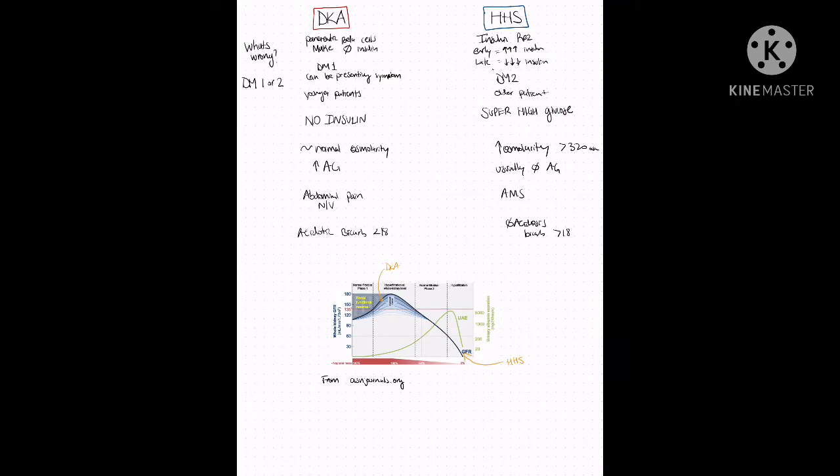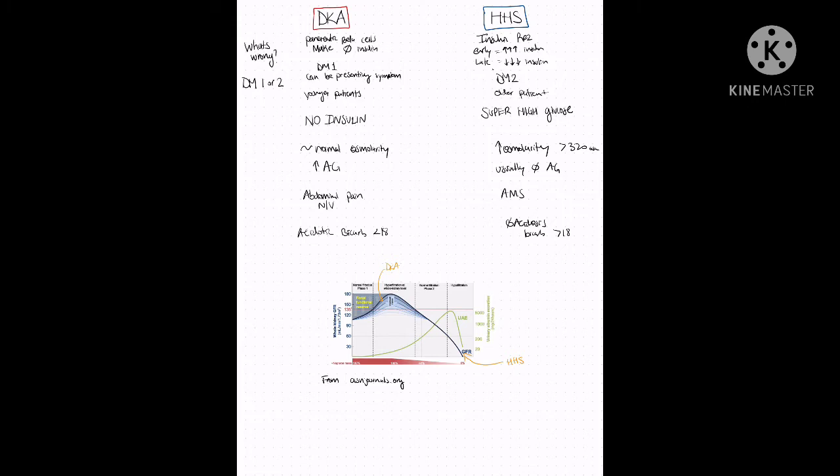Kind of a summary picture that should help you navigate through questions. So let's review. So DKA, the pancreatic beta cells make no insulin. More common in type 1 diabetics, could even be the presenting symptom. Younger patients, no insulin. Normal osmolarity, the anion gap will be elevated because of the ketogenesis. That increase in epinephrine is going to give you abdominal pain, nausea, vomiting, and your bicarb is going to be low, less than 18, because of the acidosis.